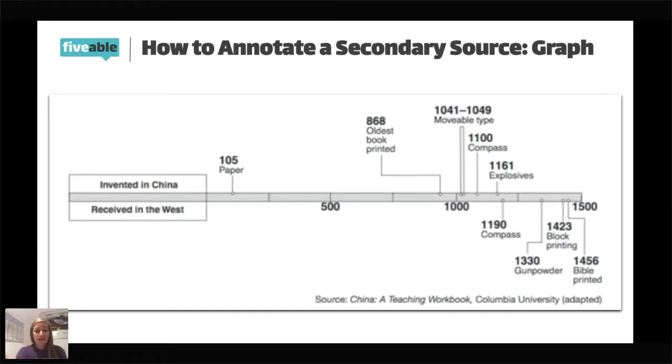So when we're looking at a graph like this, it really doesn't have a title. So if I was looking at this graph, I would make a title. And so in comments, what do you think you would call this? What do you think the title of this graph would be?